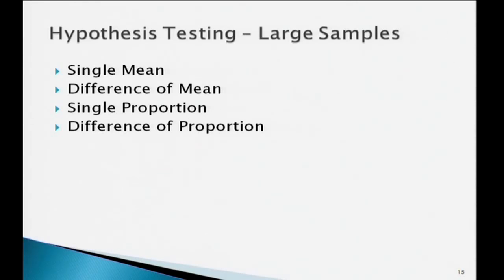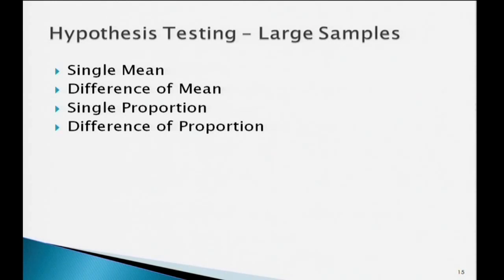After having the complete understanding of null and alternative hypothesis, and also the kind of errors that may take place while performing the hypothesis testing, we are moving to hypothesis testing of different types. Under large sample, there is the possibility of hypothesis testing of a single mean. Single mean means whether the mean that we have gathered from the sample is representing the population or not.